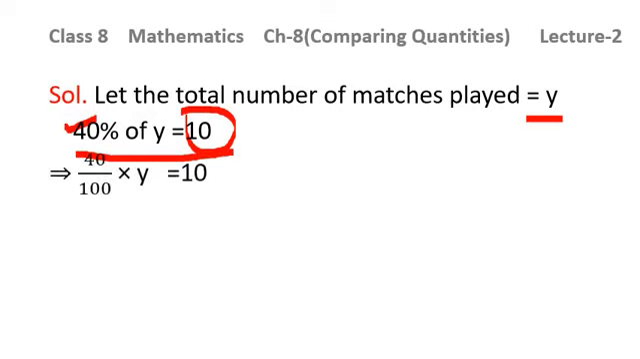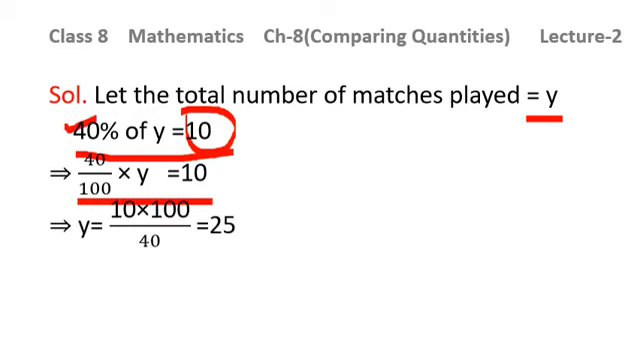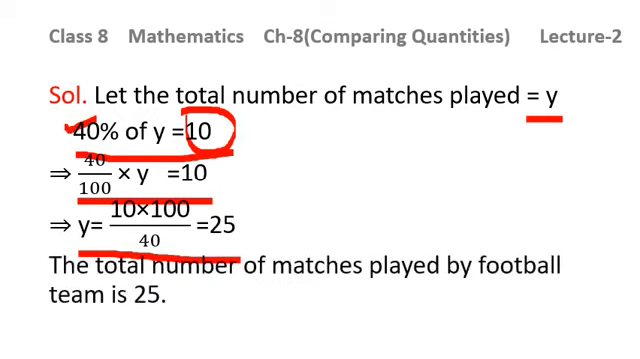Then it will be 40 over 100, as the percentage sign is there. So it will be 40 over 100 into y, that is equal to 10. And after solving you will get y is equal to 10 into 100 over 40, that is equal to 25. So the total number of matches played by the football team is 25.